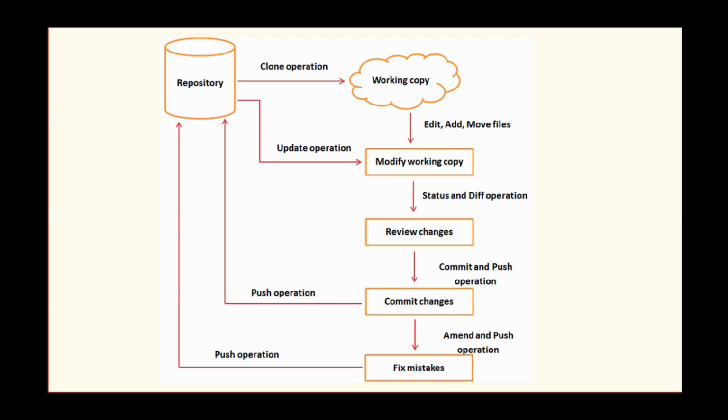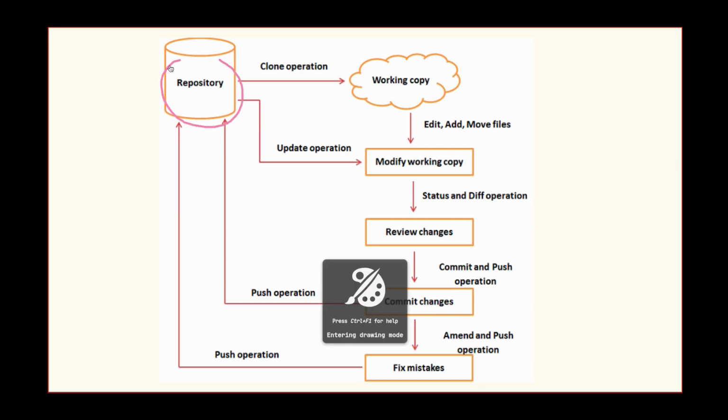Let me talk about how the process works, how you can work with the remote repository, and how you can contribute to it. This is a small diagram which explains how the process works. Let's say this is our repository. In order to create a working copy of this repository on your local machine, you just need to do the clone operation. The clone operation creates a working copy of this repository on your local machine, and after that you need to edit your files. You can add, move, and delete files.